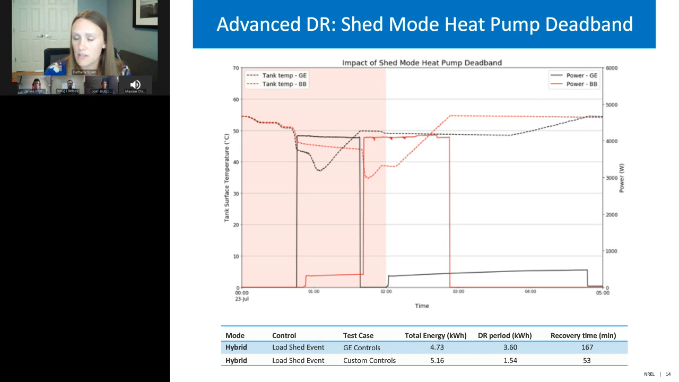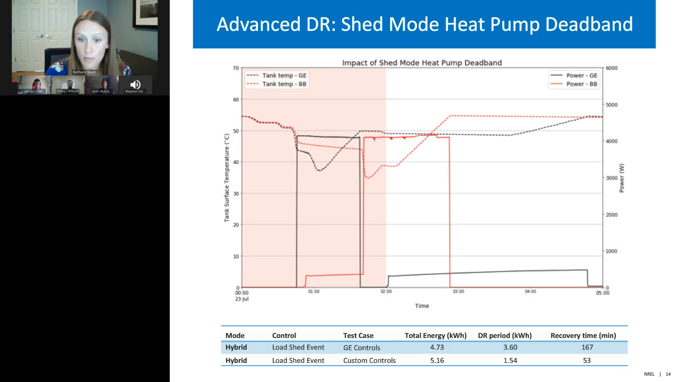This is our changing the heat pump deadband during shed mode case. Again, the black line is our base case and red is the modified controls. We created a really high use drop profile for this, and the red section is where we're in the shed mode with the lower set point. In the base case, the element comes on, and in the advanced controls, the heat pump comes on first, and eventually the element comes on. But by turning the heat pump on first, we're able to reduce our recovery time, and we keep the demand response period energy down. That's all shown in that lower table.